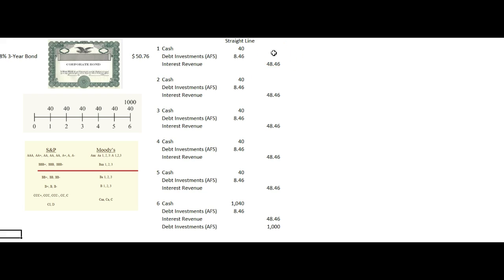It makes sense that our interest revenue on our books would be more than the $40 cash, because we only paid $949.24 for this bond, but we're still getting paid interest at 8% per year on a $1,000 bond. So we bought this thing on sale, and we get the benefit of that sale price every 6 months when we book a little bit more interest revenue. In this column is the carrying value of the bonds. As you can see, it goes from the $949.24 up by $8.46 every 6 months till we get to the $1,000.